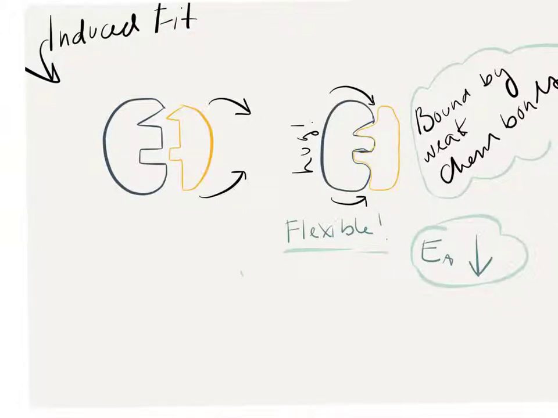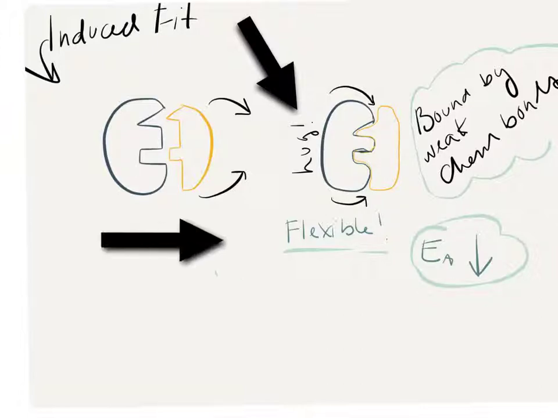And what the induced fit model is, it's basically this enzyme is not necessarily like a lock, but the enzyme itself is going to hug onto that substrate. And so you have some flexibility that you see within the enzyme, and it's all due to very weak chemical bonds between the substrate and the active site.